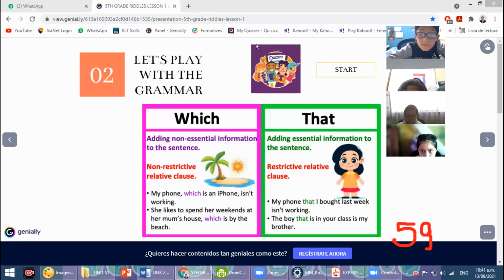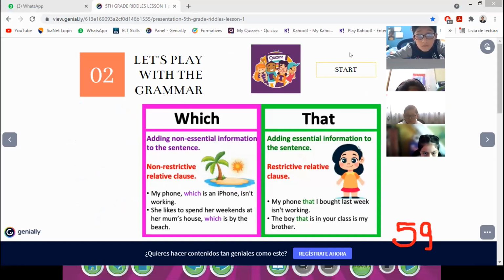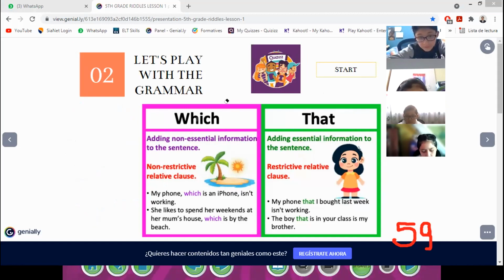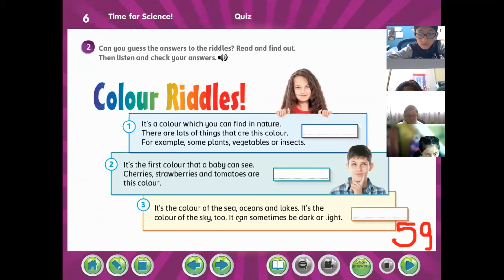If you pay attention to the riddles in the book, let's go to the book, you are going to find these two words: which, and you are going to find that, okay? Let's go to the riddles in the book. Look, here, this part. If you look, it's here, which, that.